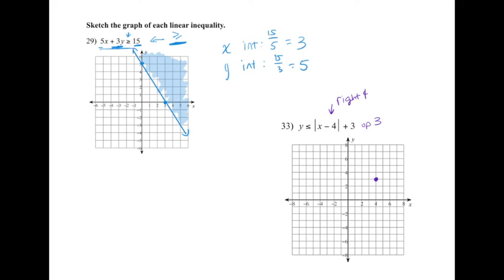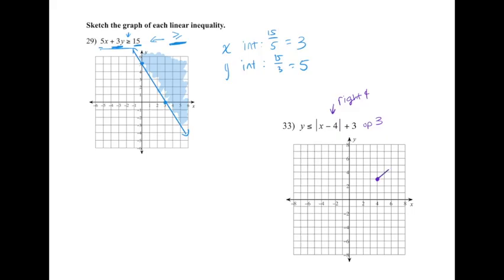I also look here, is it solid or is it dashed? Well, it's an or equal to. So this one is going to be a solid line. So I'm going to draw a solid line because I have the or equal to there. And then I have to decide, is it below that or above it? Well, the y is less than or equal to. So that means I am going to shade below it. All right, below the line. So it's everything on this side of the line that gets shaded.